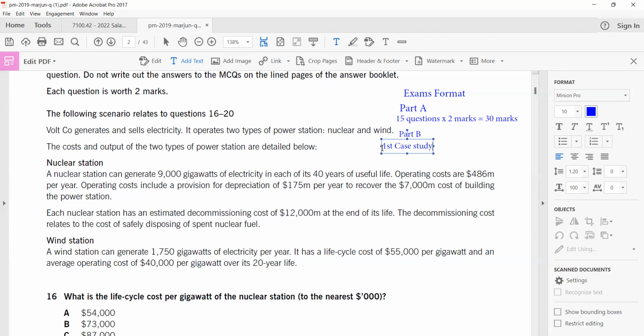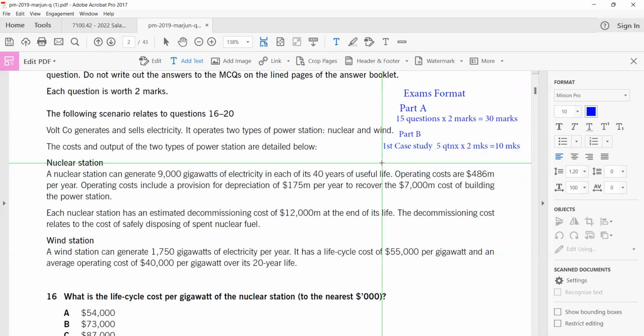Don't be afraid or panic about hearing the words case study. Please relax. You've seen a typical example on the screen, so that is what I'm referring to. The first case study will present 5 questions, and each is worth what? 2 marks. So the first case study is worth 10 what? Marks. Then we have the second case study.